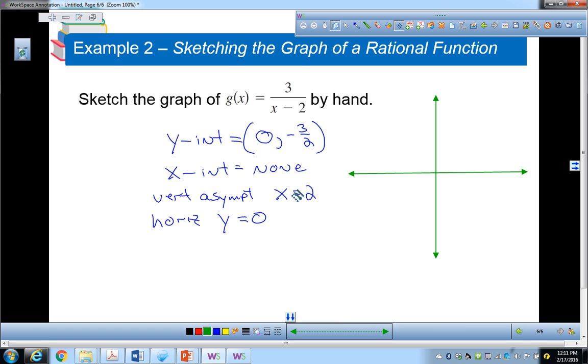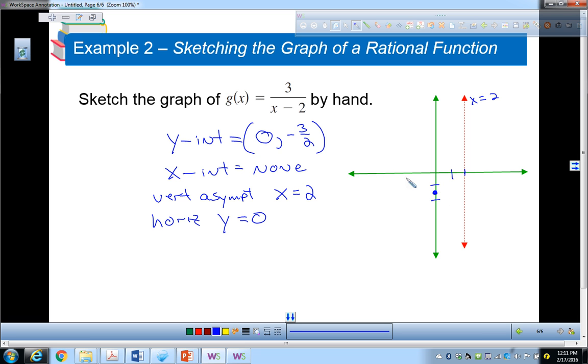At x equals 2, I now have a vertical asymptote. We should change colors, right? So here's a vertical asymptote at x equals 2. And I have a horizontal asymptote, here is the x-axis. But also I know that this goes through the y-intercept. So this is 1, 2, and the y-intercept, 0, negative 3/2. So here's 1, here's 2. So I know it goes through there.